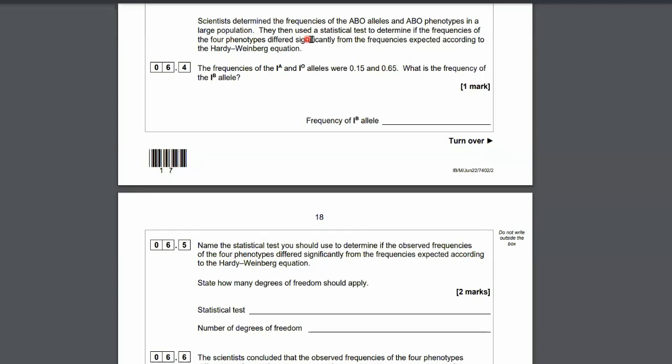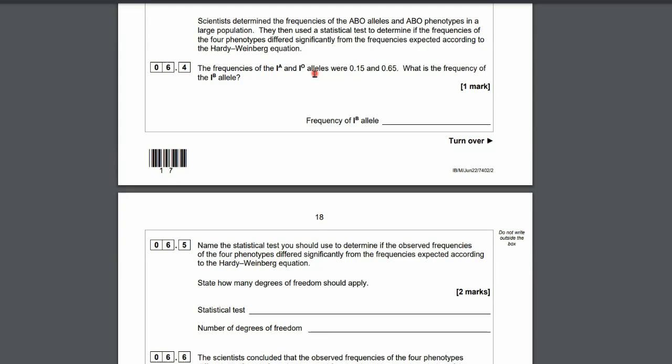6.4. The scientists determine the frequencies of the ABO alleles and the ABO phenotypes in a large population. They then use a statistical test to determine if the frequencies of the 4 phenotypes differed significantly from the frequencies expected according to the Hardy-Weinberg. The frequencies of the IA and IO alleles were 0.15 and 0.65. What must the frequency of the IB allele be?